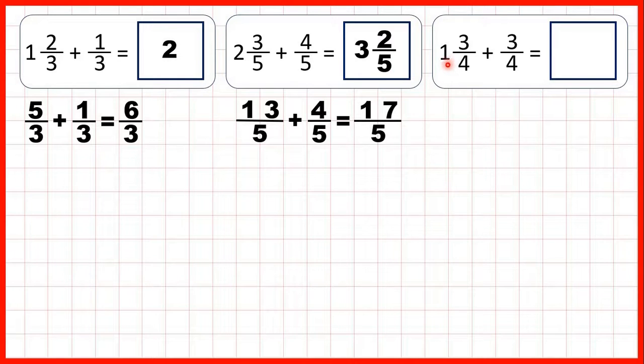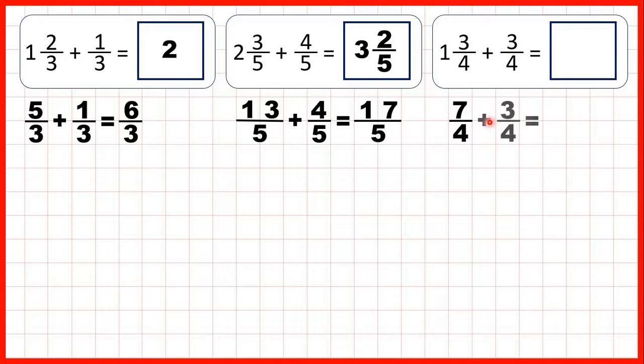Finally, we have 1 and 3/4 plus 3/4. So we can change 1 and 3/4 into an improper fraction by multiplying the whole number by the denominator and then adding the numerator. So 1 times 4 is 4, plus 3 is 7. The denominator stays the same when we change it to an improper fraction, so we have 7/4.